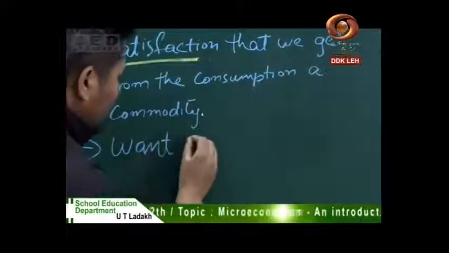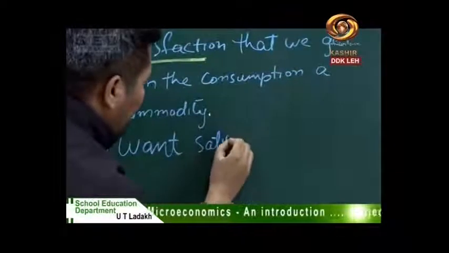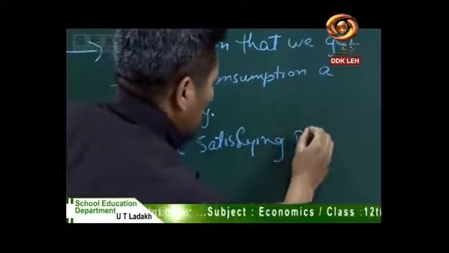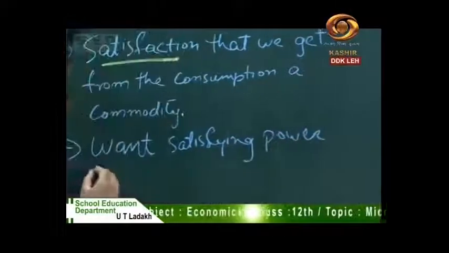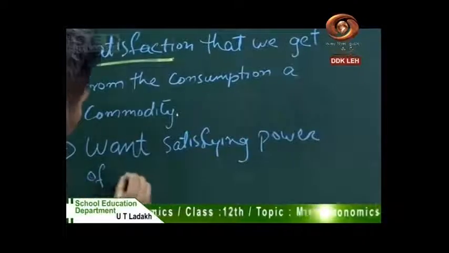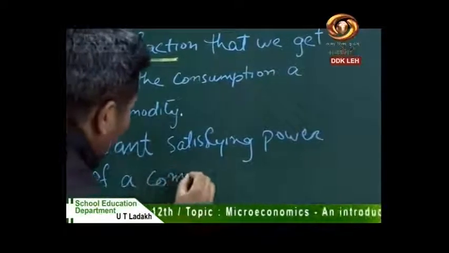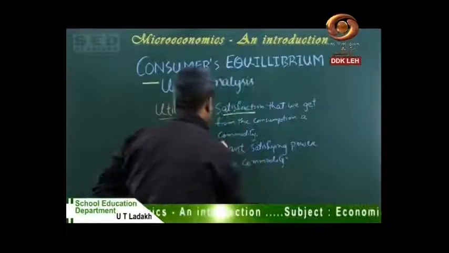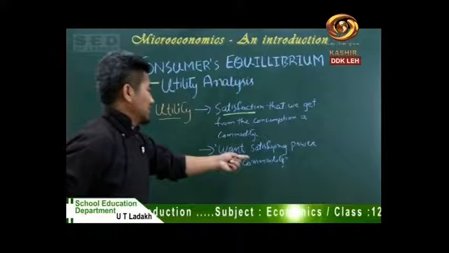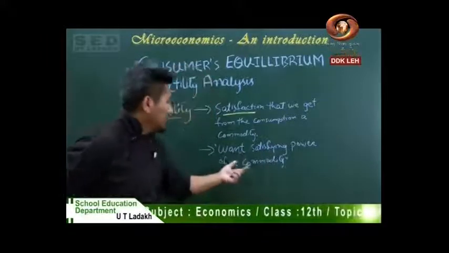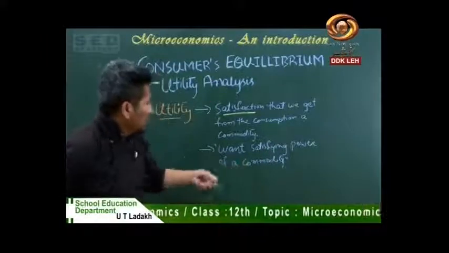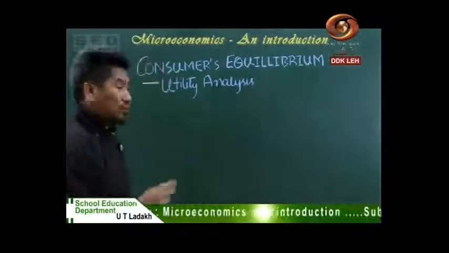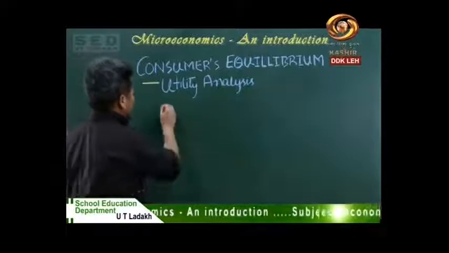So utility is also called the want satisfying power of the commodity. So it is that power of the commodity which is able to satisfy the want of the consumer. Now there are two approaches for measuring the utility.